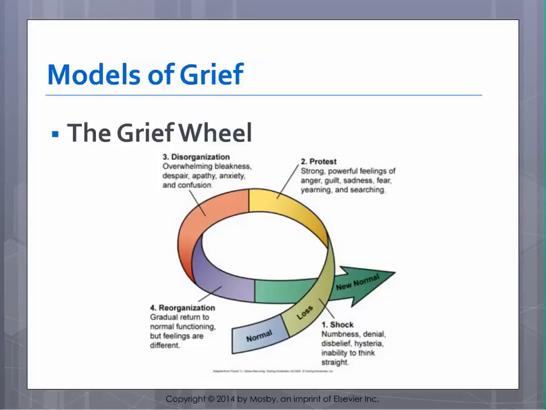After a person experiences the loss, there is shock, numbness, denial, or the inability to think straight. Then comes the protest stage, where a person experiences anger, guilt, sadness, fear, and searching. Then comes the disorganization stage, where one feels despair, apathy, anxiety, and confusion. The next stage is reorganization, where the person gradually returns to normal functioning, but he or she feels different. Then the final stage is the new normal.